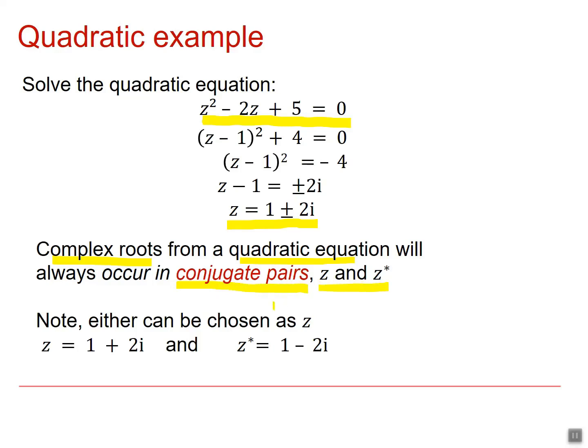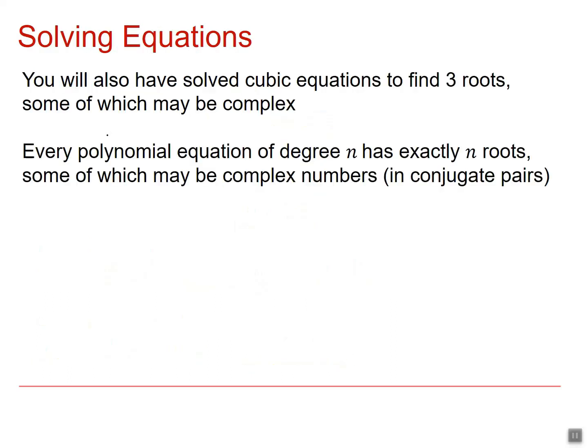Complex roots from a real quadratic equation will always occur in conjugate pairs, and we denote them z and z star. Note that either of the two values could be chosen as z, with the other one being its conjugate. You should also have solved cubic equations to find three roots, some of which may have been complex.